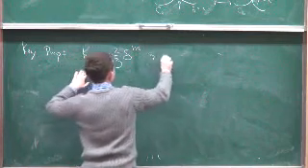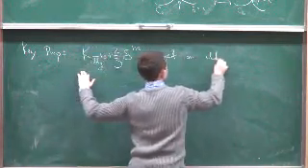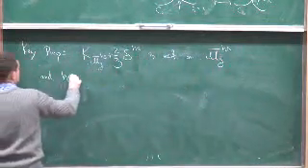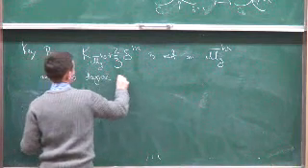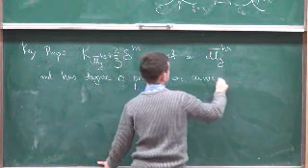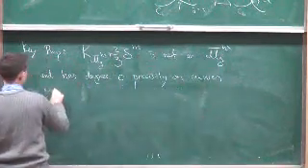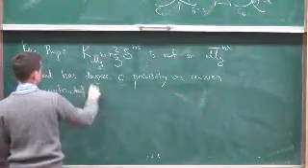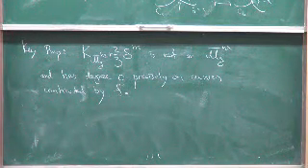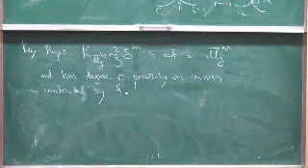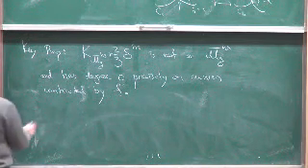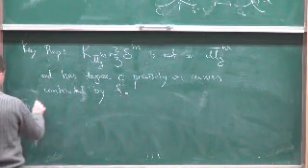This line bundle is nef and has degree 0 precisely on curves contracted by F. So let's assume the proposition for a moment and deduce the result. It's a corollary.